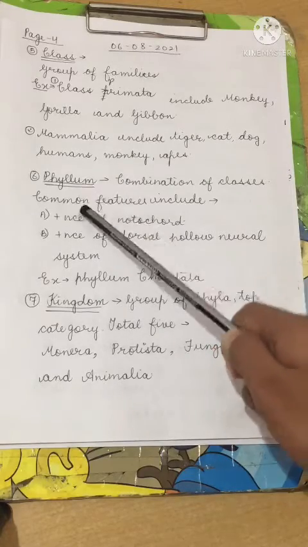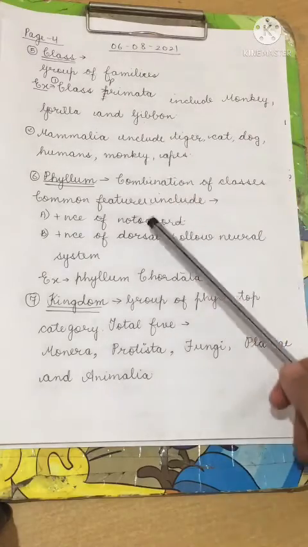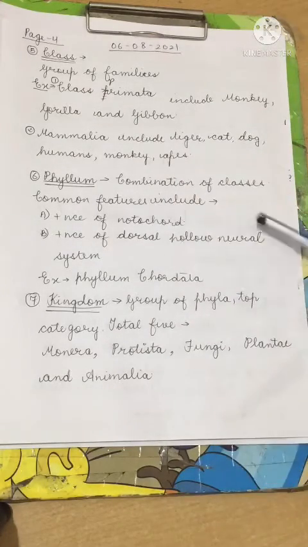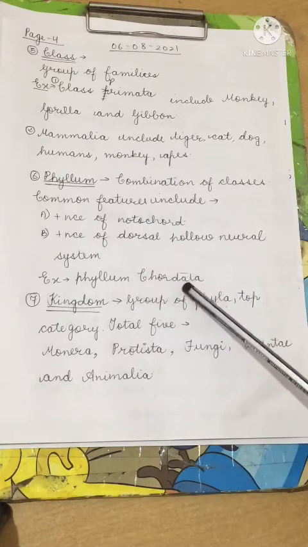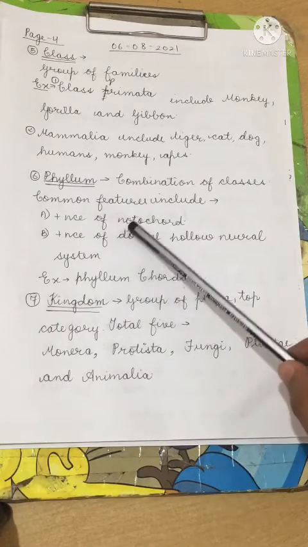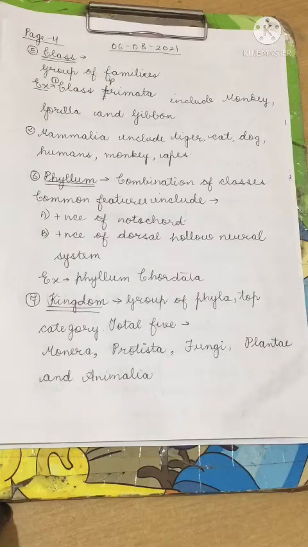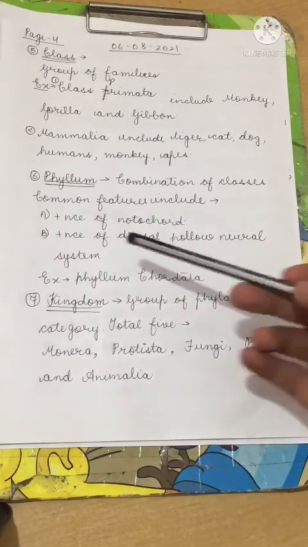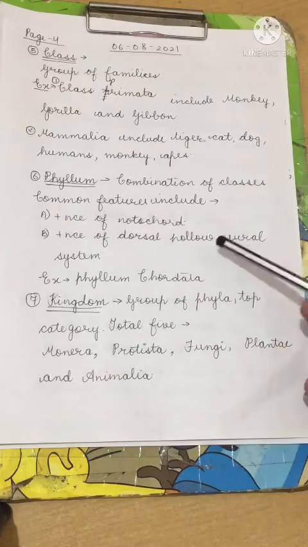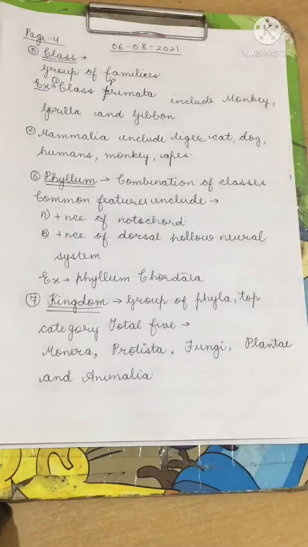The next element of classification is phylum. Phylum is the combination of various classes, and the common features include the presence of notochord. If we talk about phylum Chordata, this phylum contains only two characteristics on the basis of which we differentiate organisms. The presence of notochord is our first example, and the second one is the presence of a dorsal hollow neural system.